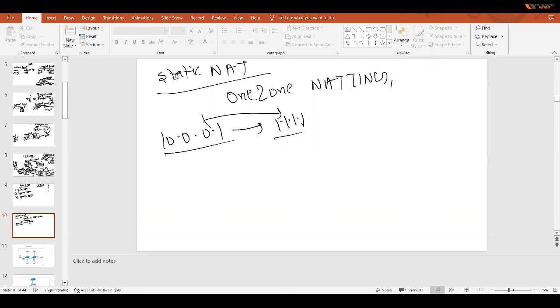And static NAT is bidirectional. What does bidirectional mean? I will explain right now. So just learn: static NAT is one-to-one netting and it is bidirectional. Simple.